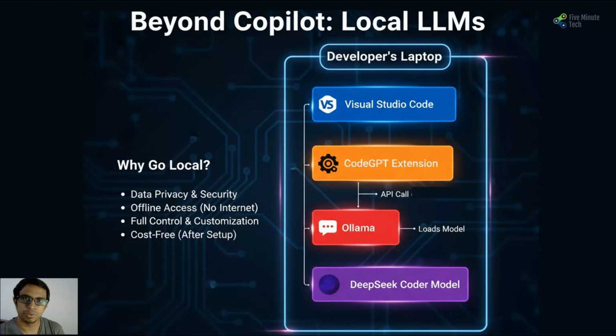Now beyond Copilot, you can also use local LLMs. As we have talked in our channel about Ollama, it is one of the locally hosted sets of models. It interacts with a lot of models. What you can do is, on your laptop you can have Visual Studio Code, and using the CodeGPT extension you can call a particular Ollama model, for example a DeepSeek Coder model. It increases your data privacy and security, and it has offline access. Without internet also you can ask questions and get relevant answers. You have full control and customization, and it is cost free after you finish the setup.